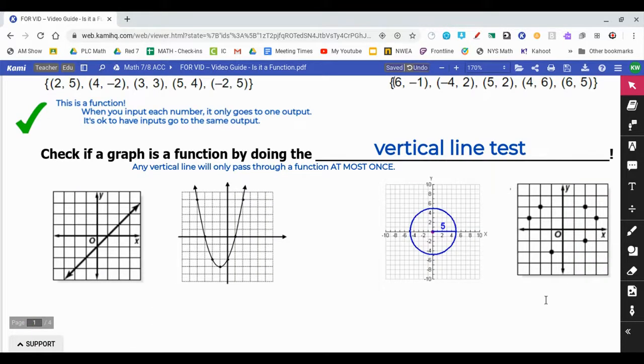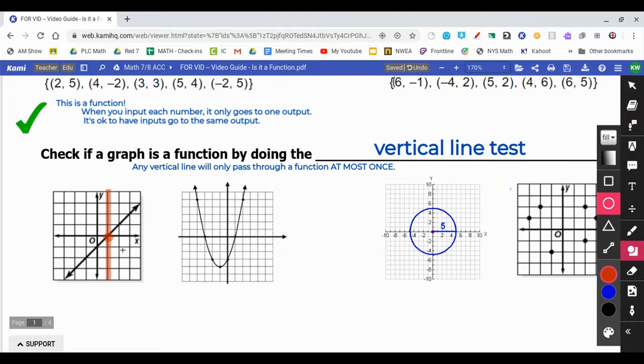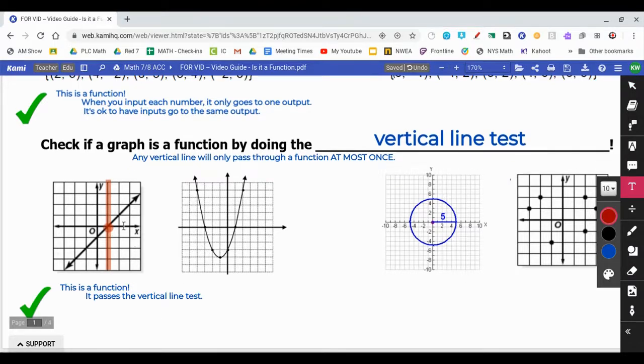The last thing we have to talk about is how to check whether a graph is a function. And there's an easy way of doing this called the vertical line test. In this test, no matter where a vertical line is placed on the graph, it can only go through the relationship at most once. So here's a vertical line. You're going to notice that no matter where the vertical line falls on the coordinate plane, it only intersects with my relationship at most once. That means that this is a function, and our reasoning is it passes the vertical line test.